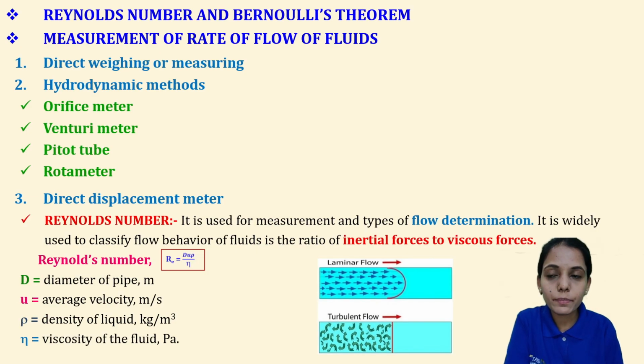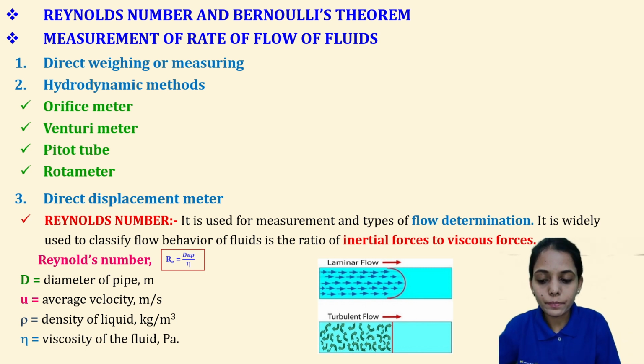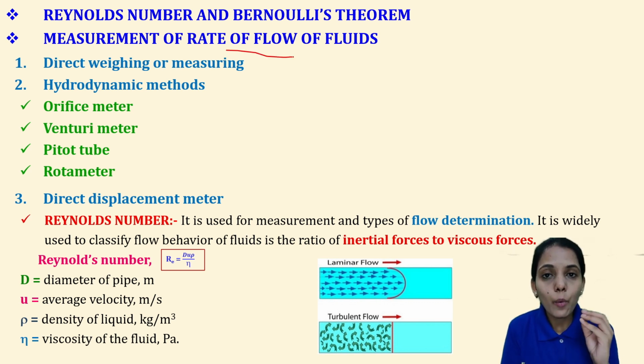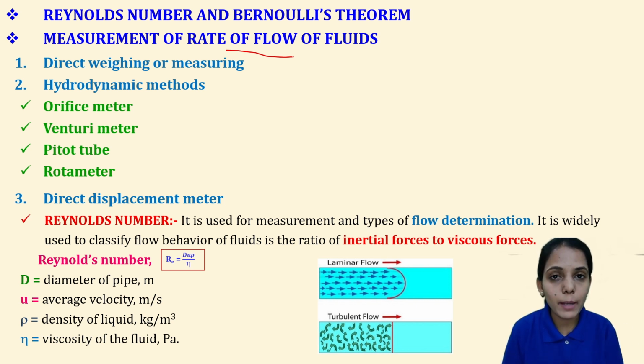The next topic is Reynolds number and Bernoulli's theorem. Reynolds number is very important. There are certain ideal values for the Reynolds number, and what it indicates is also important. Next, measurement of rate of flow of fluids. Rate of flow means how much fluid is flowing in a particular period of time. The first method is direct weighing or measuring how much fluid comes in a specific time. That is a direct measurement.